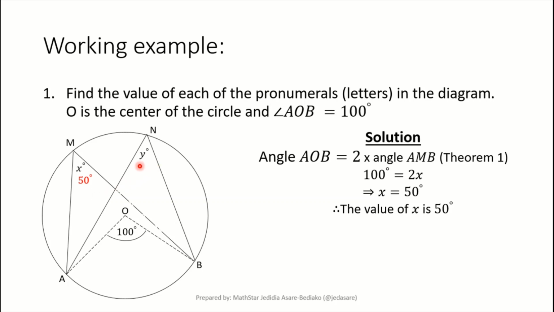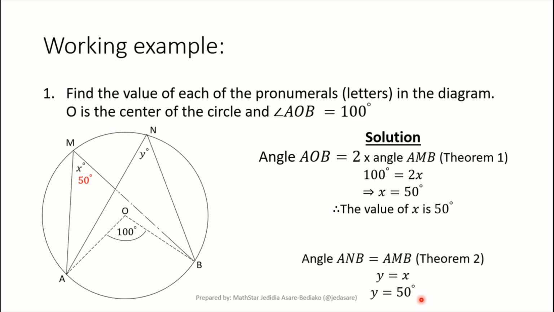Now you're left to find y. And also from theorem 2, we said angles in the same segment are equal. Angles formed by the same chord or arc in the same segment are what? Equal. So if you know the value of x as 50, then you can say that y equals x because they are in the same segment using theorem 2, and therefore y will also be 50 degrees. I hope this is very clear.